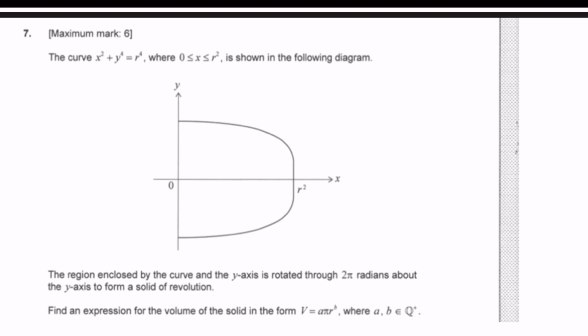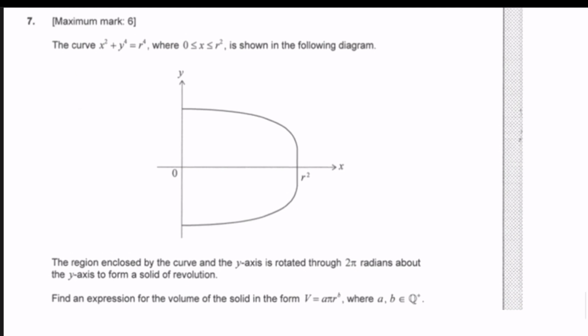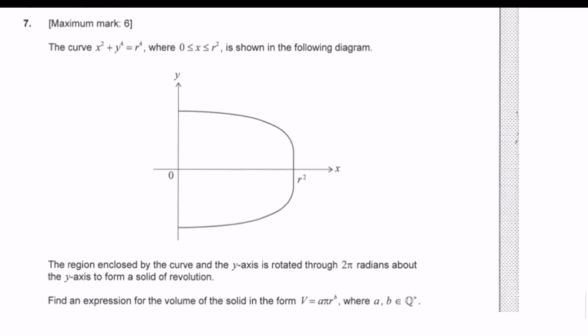Now coming to question 7. We have this curve x squared plus y to the power of 4 equals r to the power of 4, x is between 0 and r squared. The region enclosed by the curve and the y-axis is rotated through 2 pi, forming this solid of revolution. Find the expression for the volume.